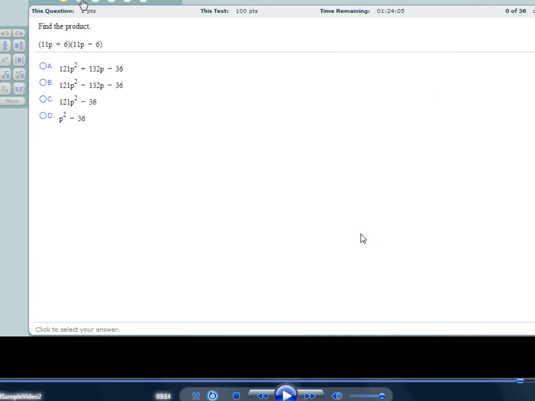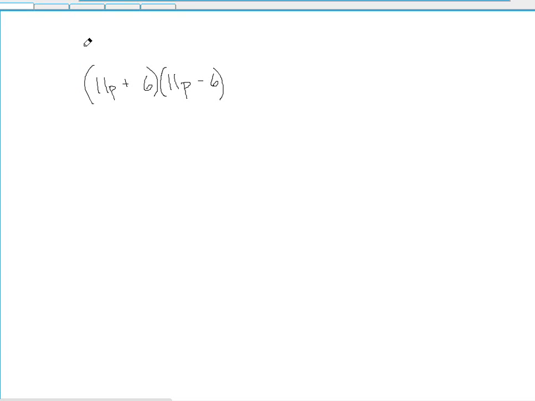Okay, here is number 31. Very straightforward. Find the product. You're just distributing these two factors together, these two binomials, FOIL, if you will. All right, so first we're going to distribute the 11p. Then we'll distribute the positive 6. And we'll combine like terms if we can.